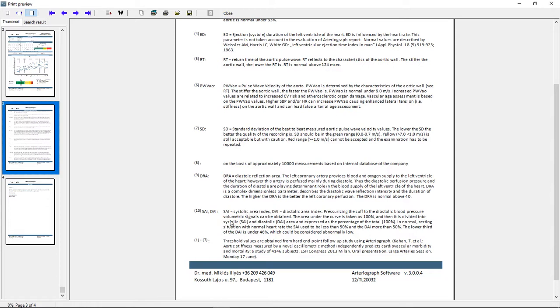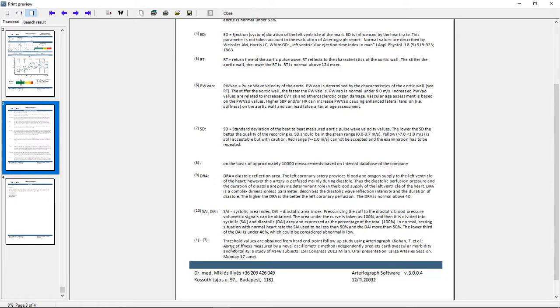I already mentioned what the systolic and diastolic area index are. The area is based on the duration of the systole and diastole and the area under the curve. The higher the diastolic area index, the better the left coronary perfusion. We found the normal value to be around 50.